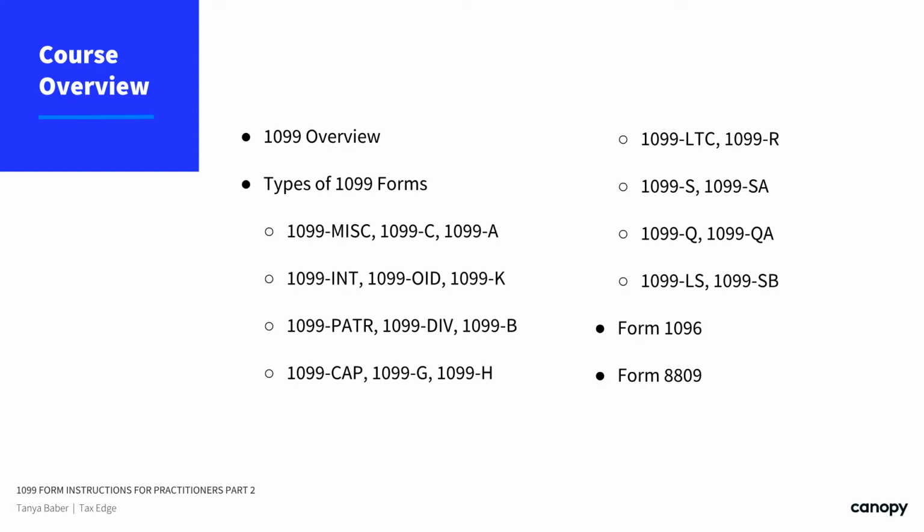And while we're not going to cover them perfectly alphabetical in the way that we're choosing to cover them in this course, we are going to be covering all of them from A to Z. We're going to talk about the 1096 form as well as the 8809. So that is our agenda.